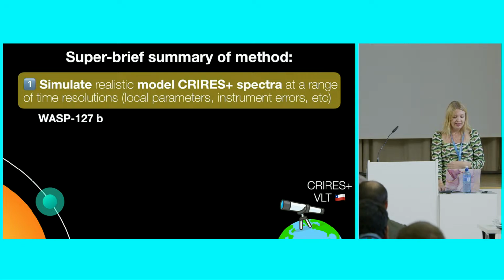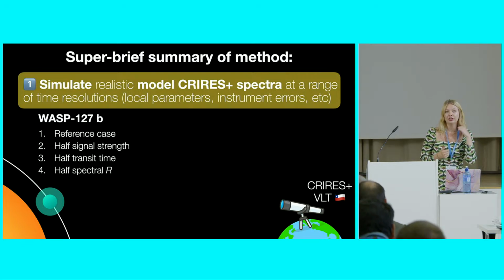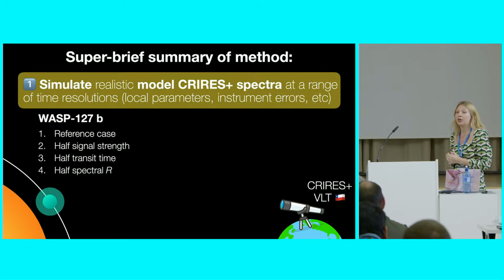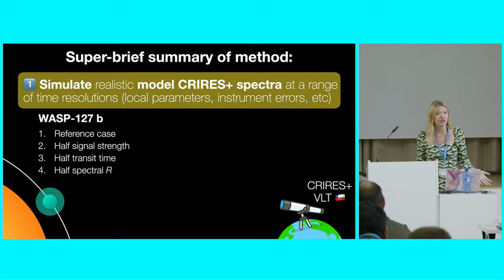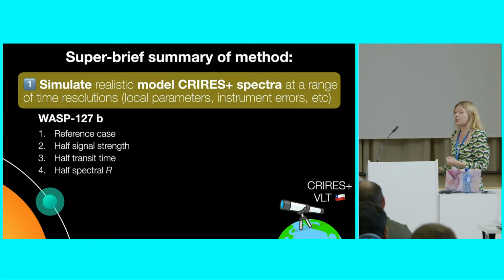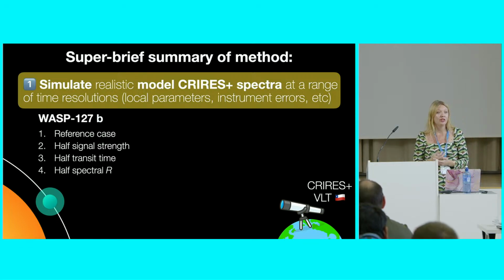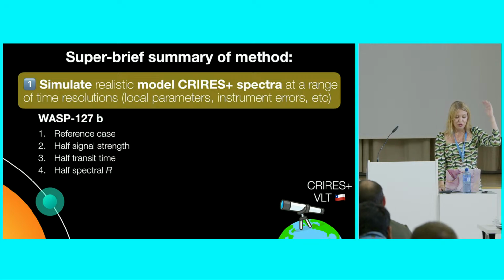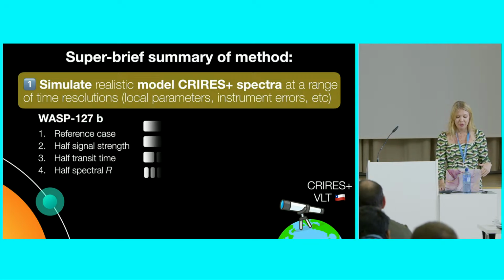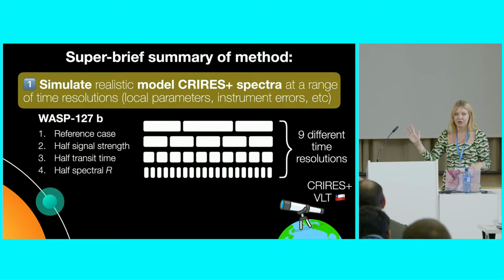And so we simulated that, but also some alternative timelines for this. We also said, what if you only have half the signal strength? Maybe your target is fainter, maybe you're clouded out half the night. And then we said, okay, what if the transit duration was shorter? What if you have less time to capture your photons? Or indeed, what if your spectral resolution was lower? What if instead of 100,000, you only had 50,000? So we took all these four cases, and we simulated them at 9 different time resolutions.